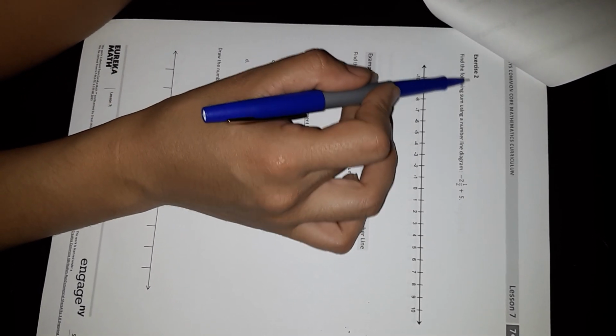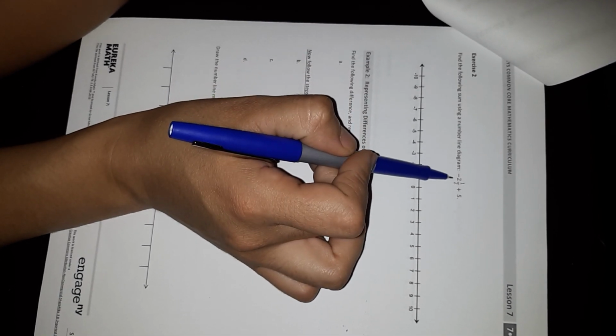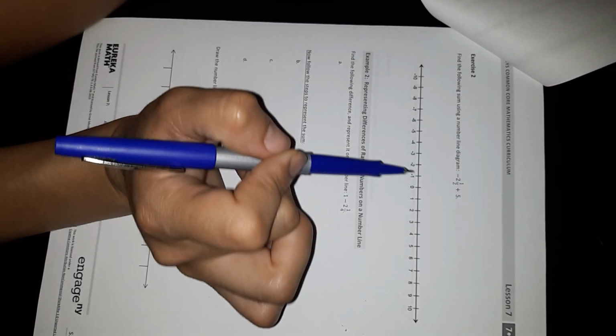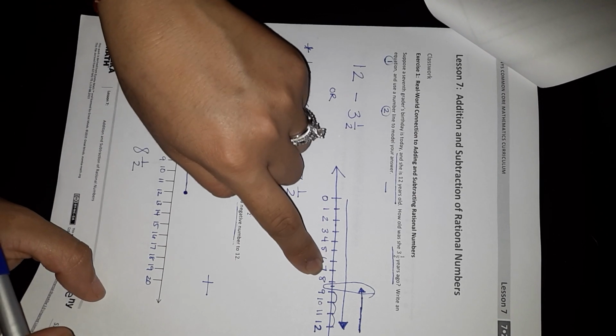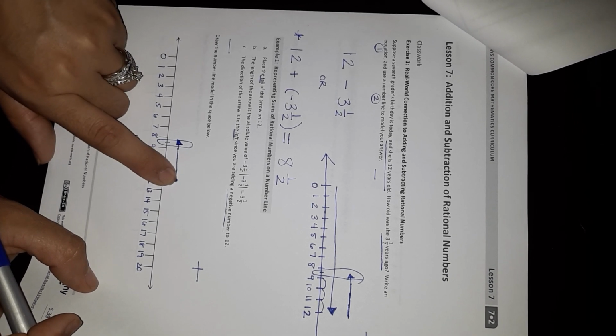So it says, exercise 2, find the following sum using a number line diagram, -2.5 plus 5. So again, we have this strategy we can use, or just the 1 arrow. Let's use the 1 arrow. So we're going to start wherever our first number is. That's where our starting point will be. And then the second number will tell us which direction and how long to make that arrow.